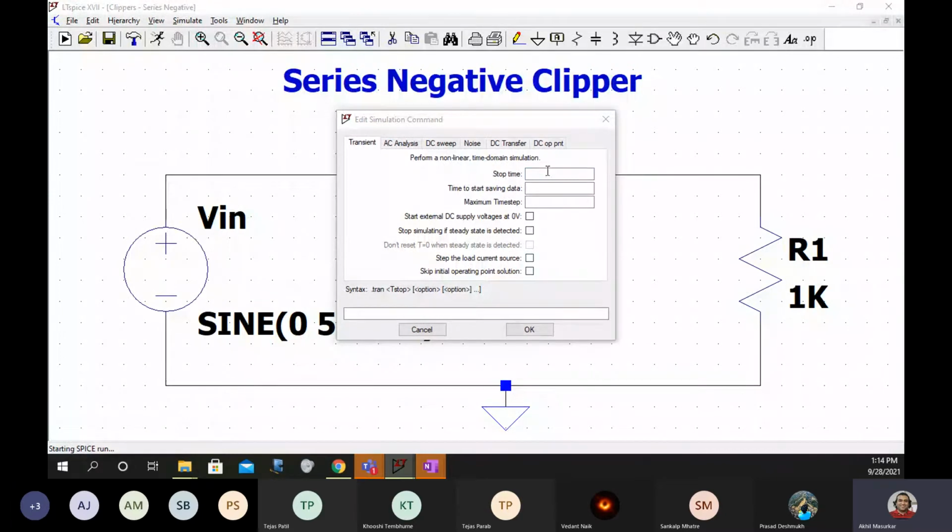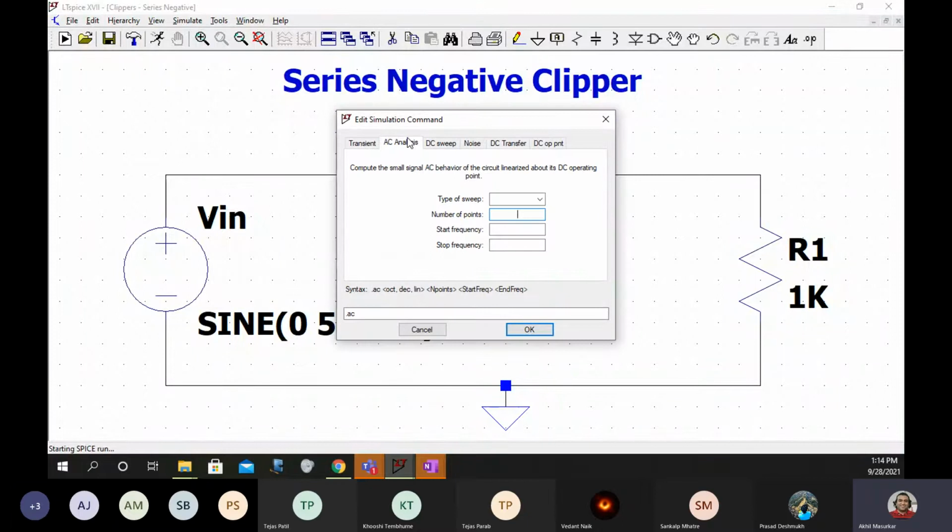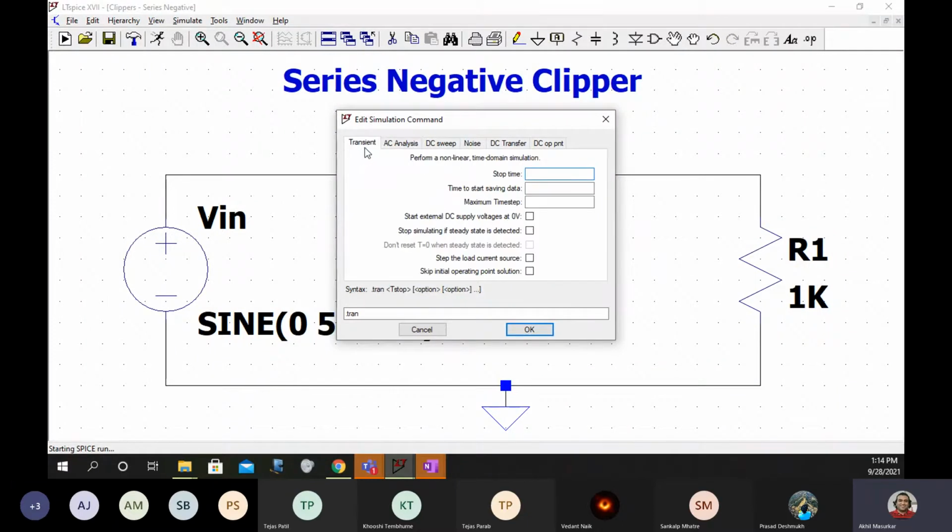Say run. And what you can write here is you can go to the transient analysis and simply say stop time as 2 milliseconds.